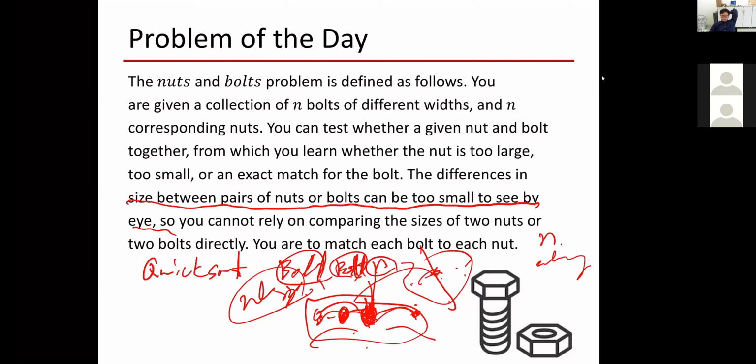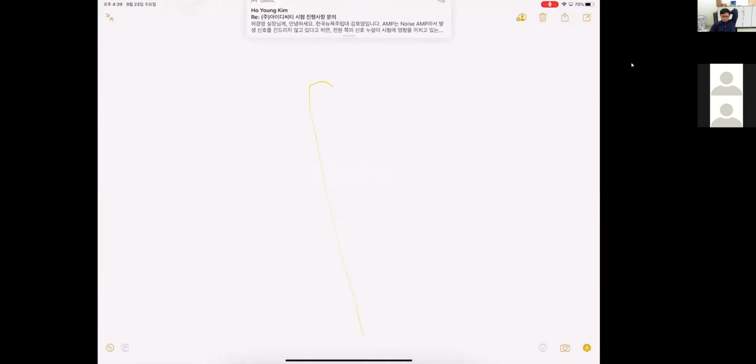Okay, so my approach was to traverse the set of the nuts and make the hash map. And then with that hash information, I compare it with the bolt. Yeah, that was a good approach. But with the assumption we are using, we cannot build a hash table with only bolts because we have no knowledge to compare size by size with only nuts. Okay, good try. Okay, good guys.